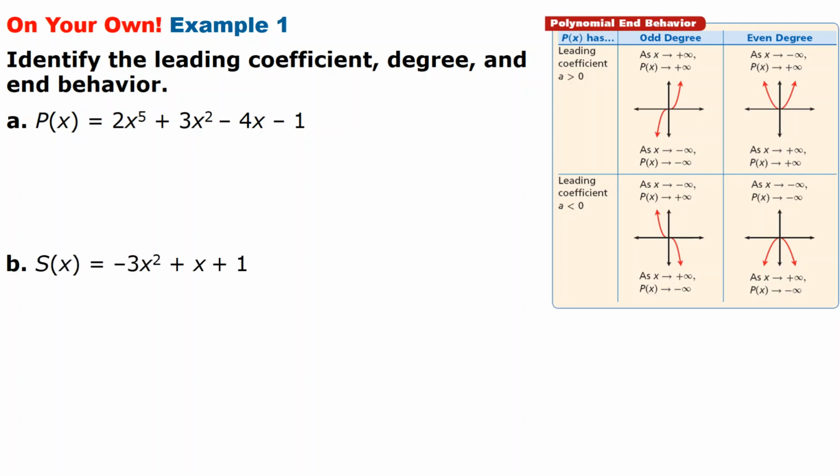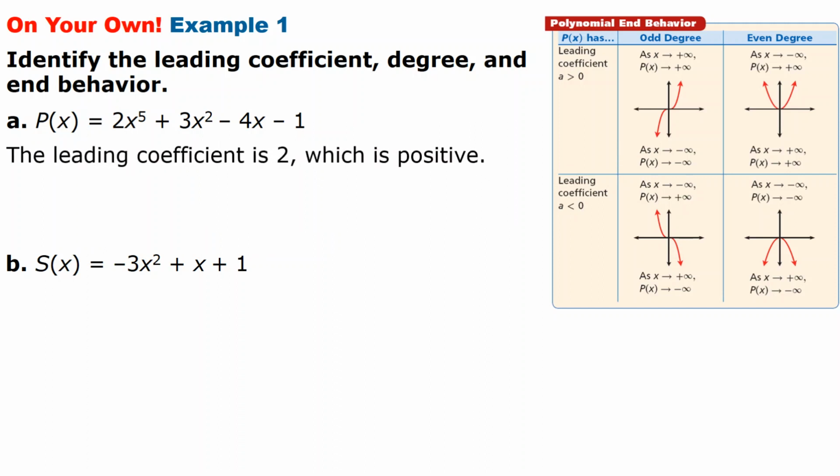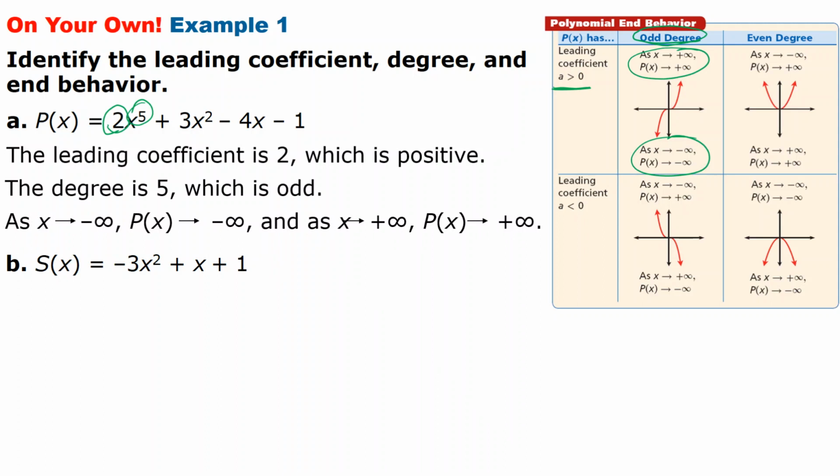So first of all, we see that the leading coefficient is 2. That is positive, so we're going to be looking up here. Next we see that the degree is 5, and 5 is odd, so that means we're going to look right here. So all the information we need is going to be here and here. It says as x approaches negative infinity, the function is going to approach negative infinity, and as x approaches positive infinity, our function is going to get more and more positive.